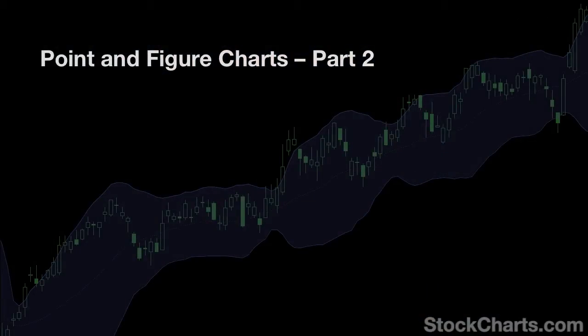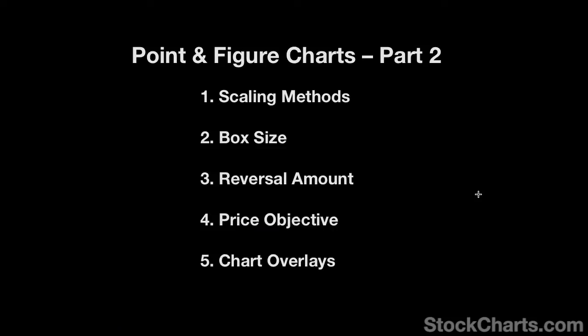This is the second of a two-part series on using point and figure charts. In this video, we're going to show you how easy it is to change the different scaling methods and customize your chart. Show you how to change the box size so you can get the exact chart you're looking for if you're a trader or a long-term investor. We'll show you how you can also change the reversal amount, how you can use the price objectives to change them, and how you can add chart overlays to a point and figure chart, which is basically adding moving averages and Bollinger Bands to point and figure charts.